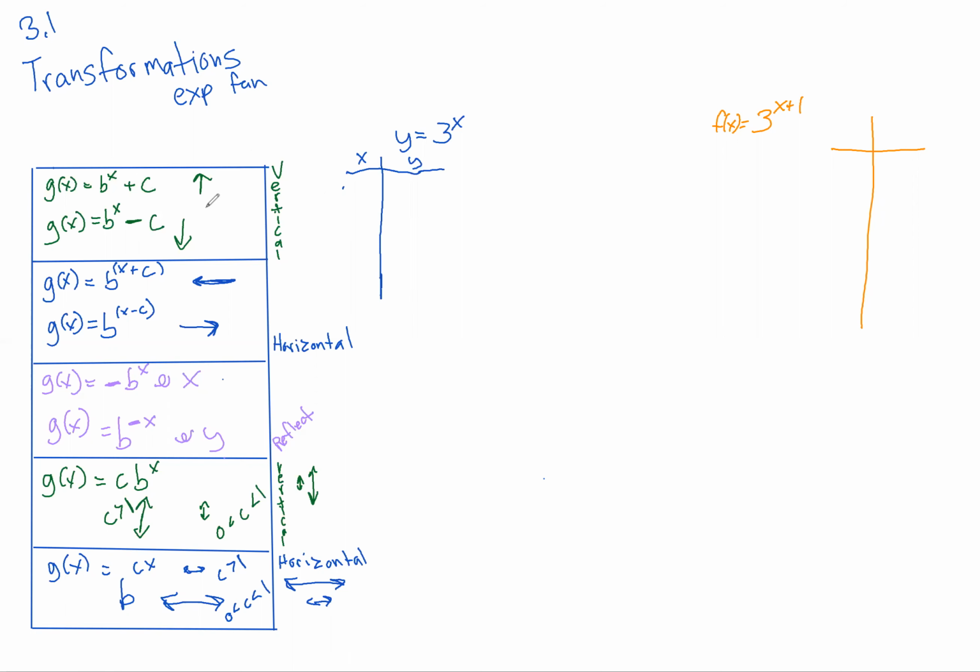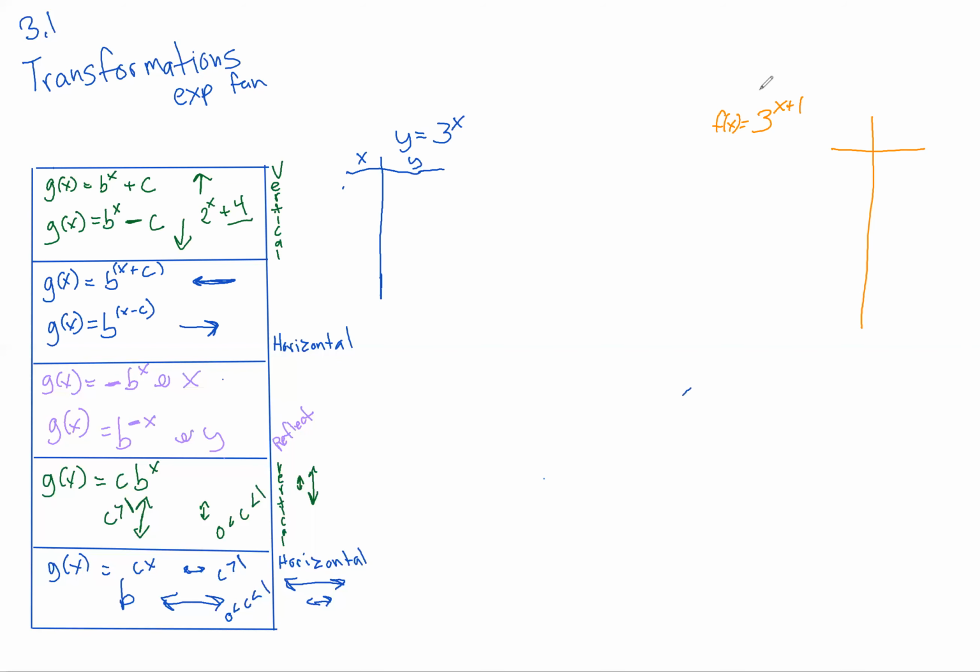So if we have something like 2 to the x plus 4, that is an exponential function, and that plus 4 out here means that it's going to move up 4 spaces. Now let's see what happens if we have that plus or minus c in the exponent.